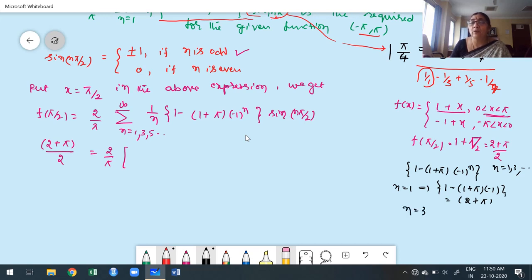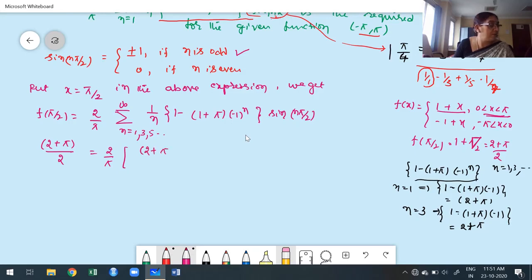Suppose we put n is equal to 3, what do we get actually? 1 minus of 1 plus pi, what is minus 1 whole cube? It is minus. Minus into minus plus, 1 plus 1 is 2, and we get 2 plus pi. This shows that for n equal to odd, whatever this flower bracket value is, it is 2 plus pi. Therefore, we can confidently choose, whenever n is odd, what we get actually is 2 plus pi, 2 plus pi by 1 into sine of pi by 2.